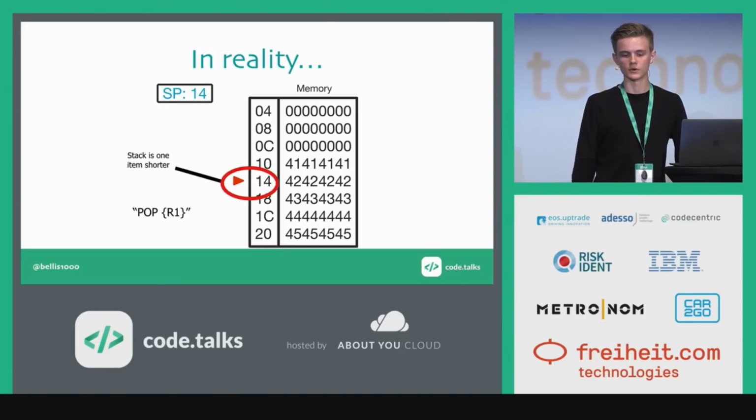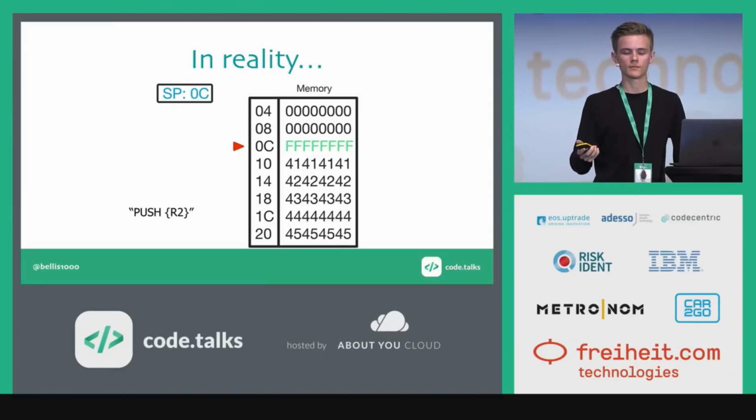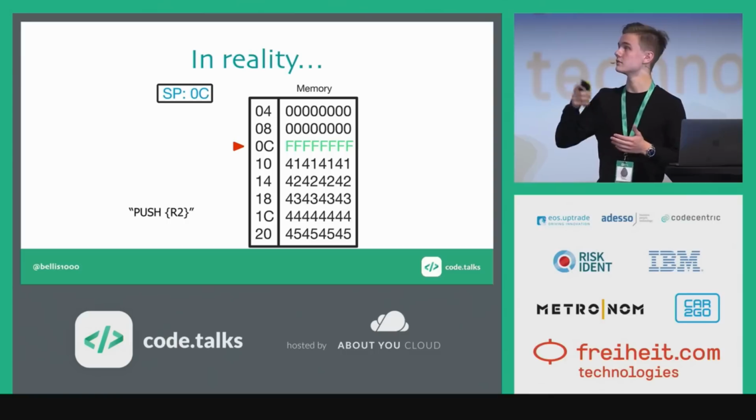And then the same thing goes for pushing. So you basically do the opposite. You would subtract 4 from the stack pointer for every value you want to push, and then you write your new data to these addresses.